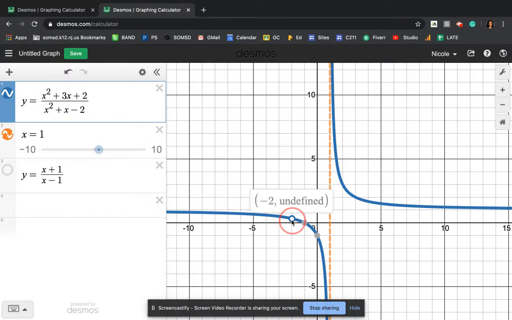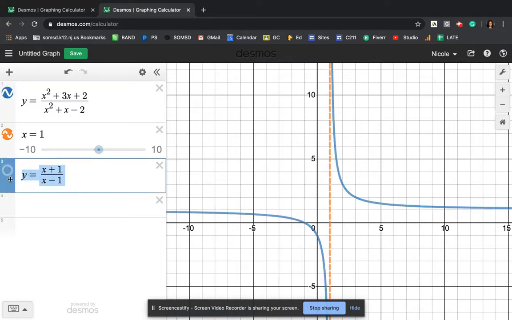At -2, there is a hole. It is undefined. That is the key here, ladies and gents, that at -2, there is a hole. It is undefined. Everything else of the graph has to do with this function.